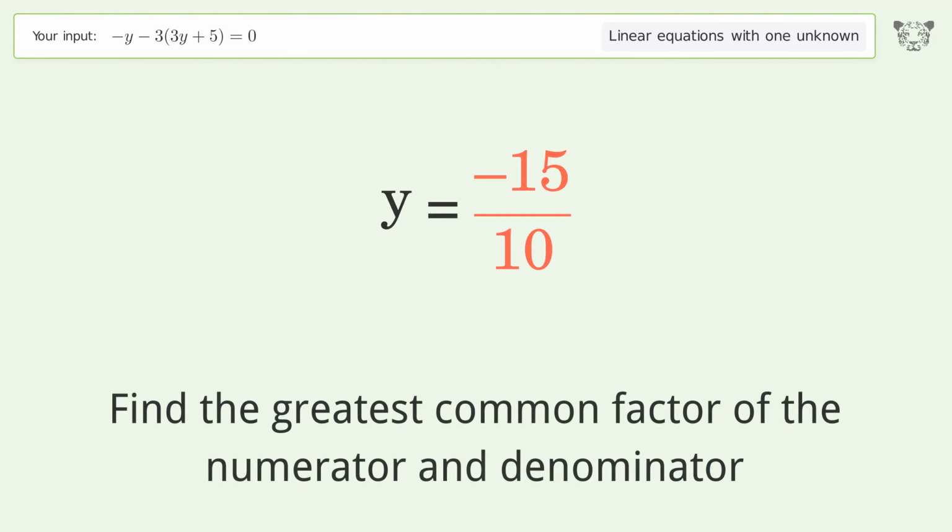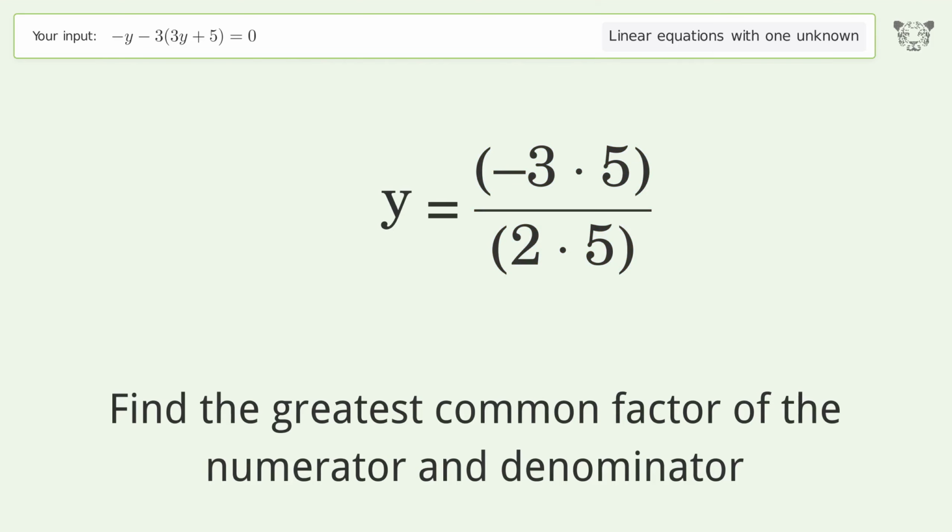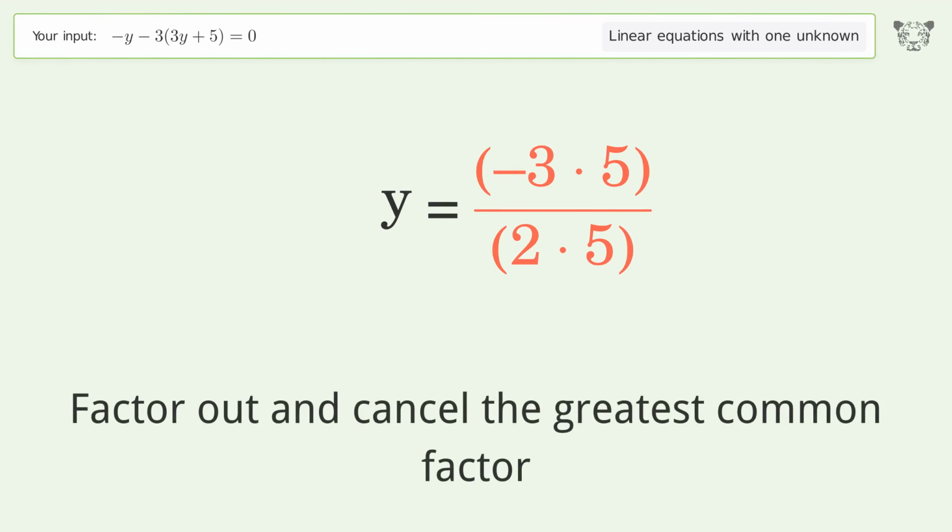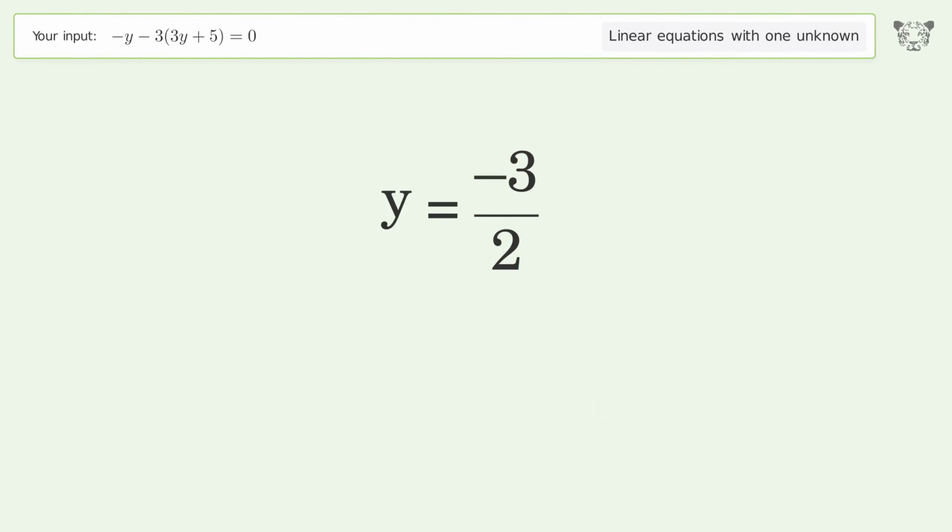Find the greatest common factor of the numerator and denominator. Factor out and cancel the greatest common factor. And so the final result is y equals -3/2.